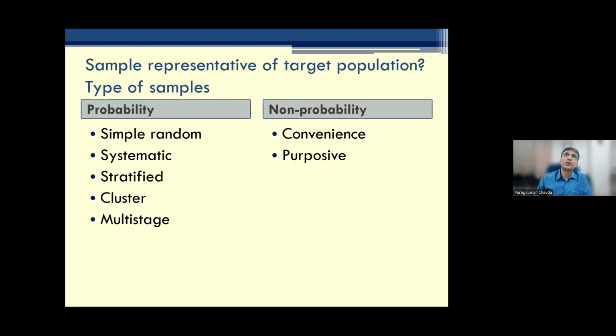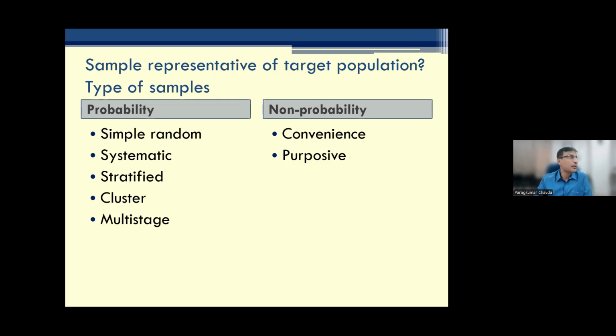The only place where I can think of an application of convenience sampling in a quantitative study is, for example, when you are doing a pilot study to find out whether your questionnaire is clear, how much time it takes to do data collection, or whether your questions are acceptable to the study population. For a pilot study, you can go with non-probability convenience sampling. Purposive sampling we commonly use in qualitative methods of data collection or the qualitative research approach.